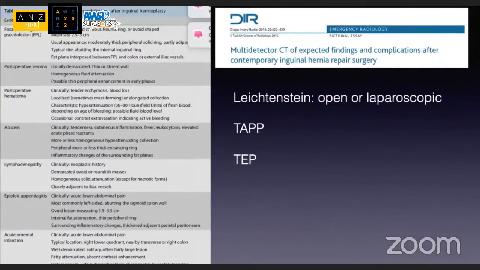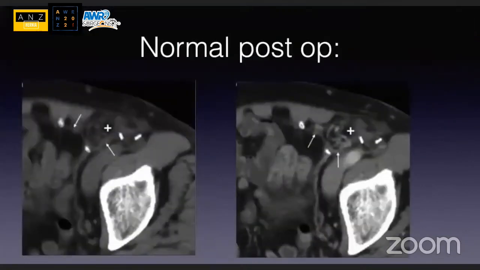These images are actually borrowed from this wonderful paper, and this table is borrowed from there too. And basically focal protrusions or pseudolesions, we'll talk about these very briefly. We won't talk about these two, epiploic appendagitis and omental infarction, which can be associated causes of pain after hernia repair. But whether it is an open repair or a laparoscopic Lichtenstein or a TAPP or a totally extraperitoneal repair, it is important to know how it was done before you consider reporting these scans.